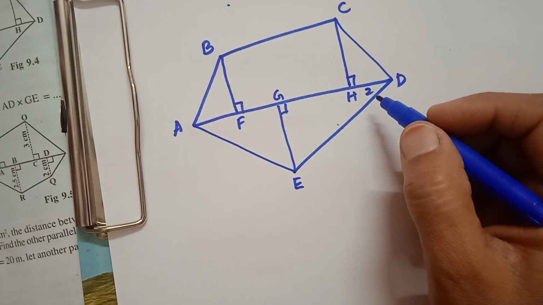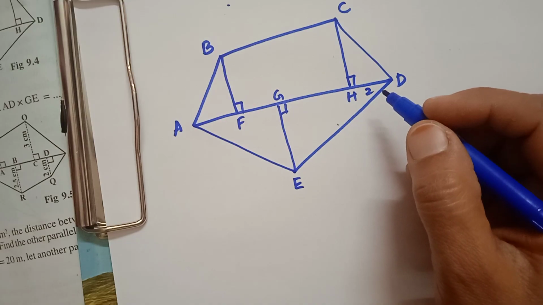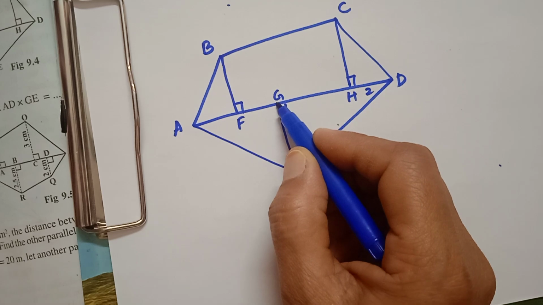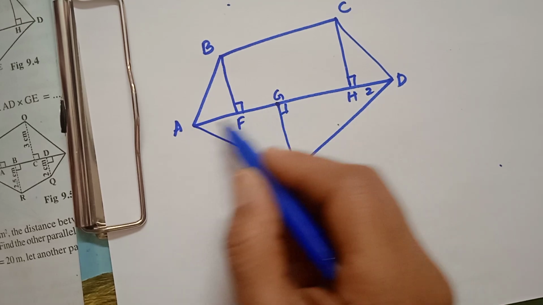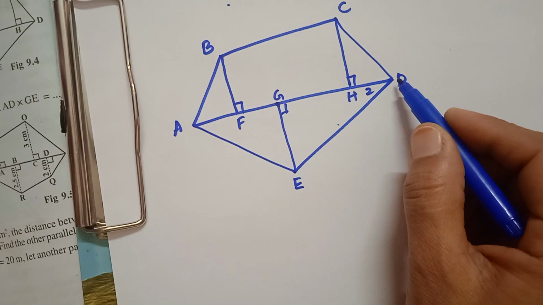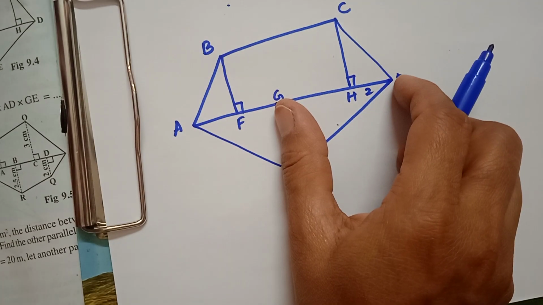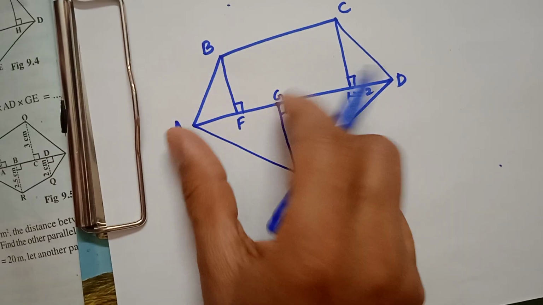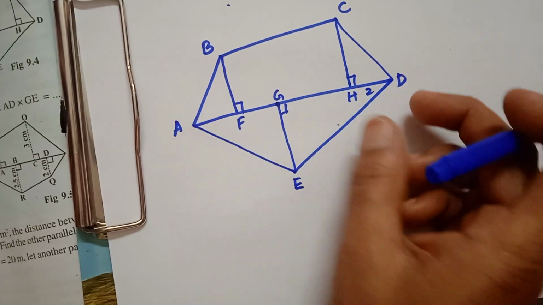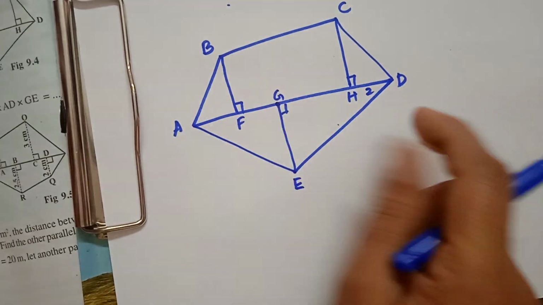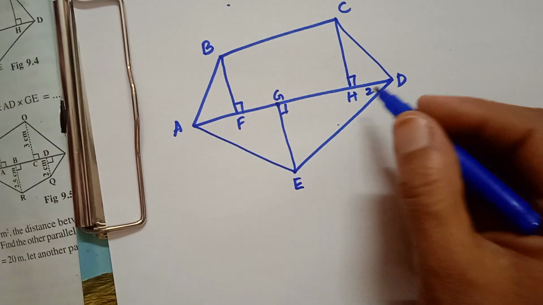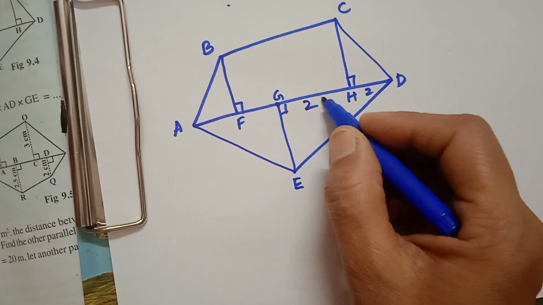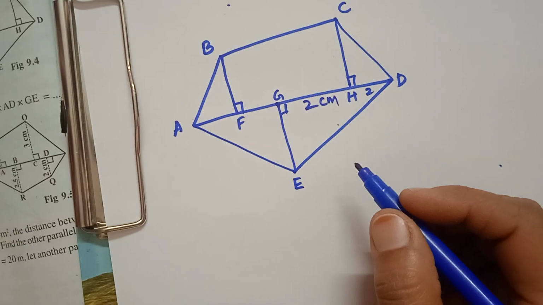Then they have given AG as 4 centimeters. If AG is 4 centimeters, then GD is again 4 centimeters, because AD is 8 centimeters. If GD is 4 centimeters, and we have got HD as 2 centimeters, then this remaining GH is again 2 centimeters. Did you get what I am telling?